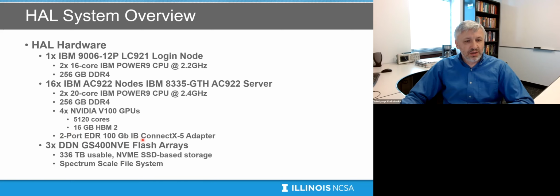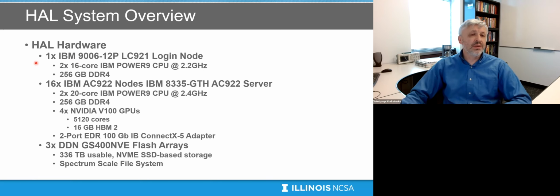As I mentioned, there is an IB interconnect, and there are 3 of these DDN flash arrays which provide over 300 terabytes of usable space, all NVMe-based space. And there is a head node. There is actually a couple of head nodes which are used for login. So when you interact with the system, you log in into the head node, and from there your work is distributed to one of these compute nodes.